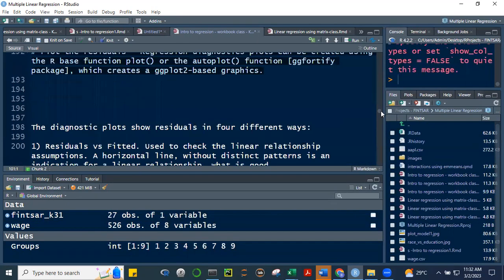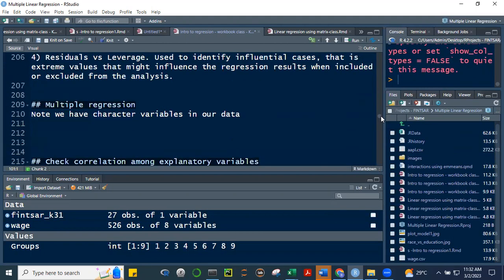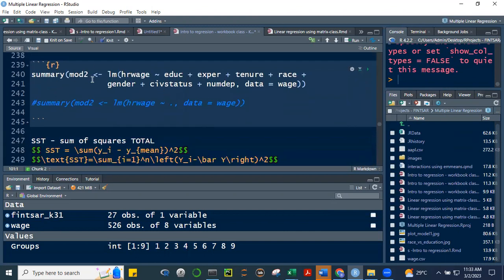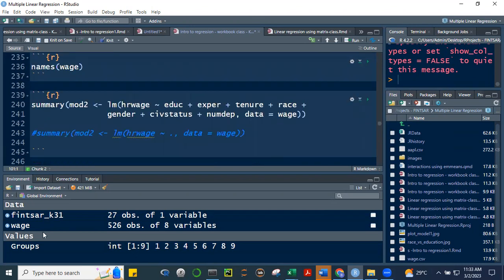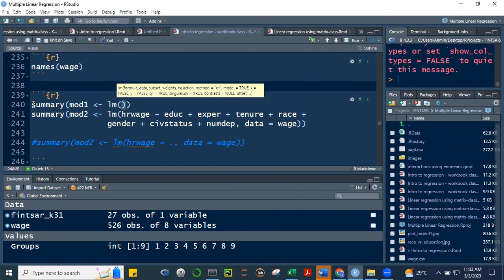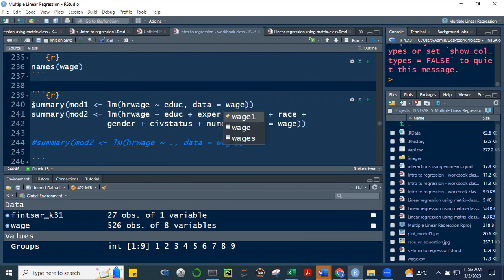Let me go back to this one, no? Yung mod 2 natin, diba? Our mod 2 is, nawala yung mod 1 ko, no? Okay, so let me just summary, I'll just return mod 1. Mod 1 is just the LM of hourly wage, diba, regressed on education, right? We started with this one, diba? Data is equal to wage. Okay, so ito yon, no?